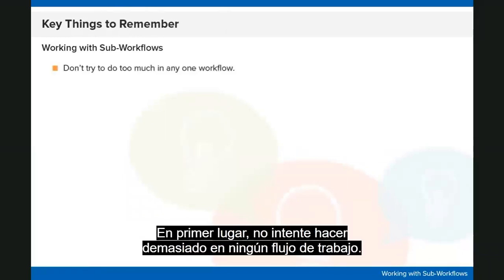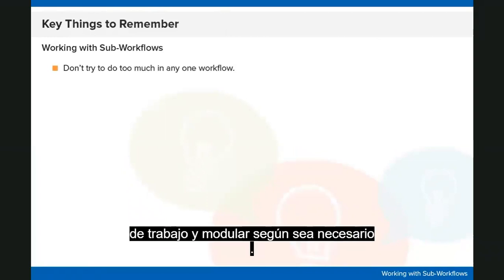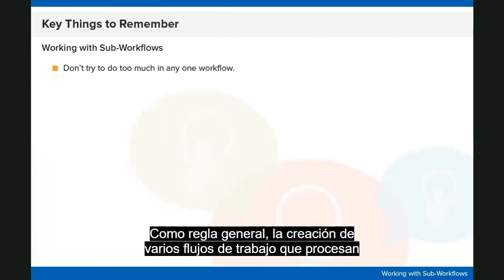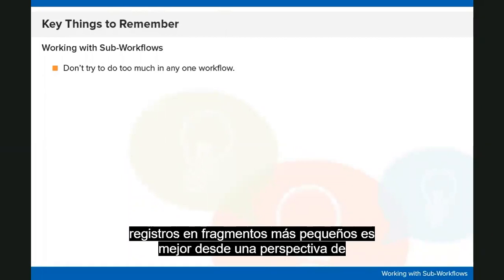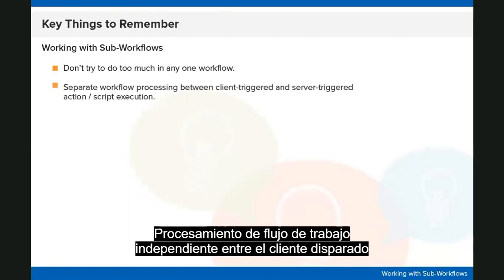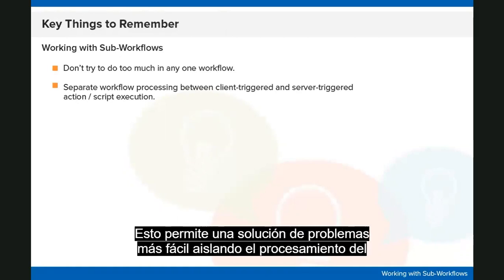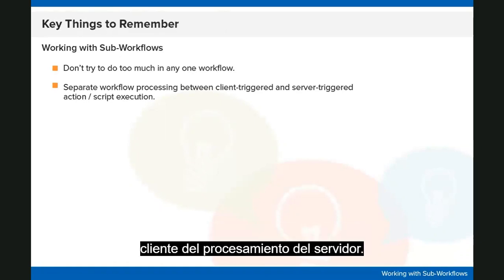First, don't try to do too much in any one workflow. Consider the nature of the processing performed by each workflow and modularize as necessary. As a general rule, creating multiple workflows that process records in smaller chunks is better from a performance perspective. Separate workflow processing between client-triggered and server-triggered initiation and action and transition execution. This allows for easier troubleshooting by isolating client-side processing from server-side processing.